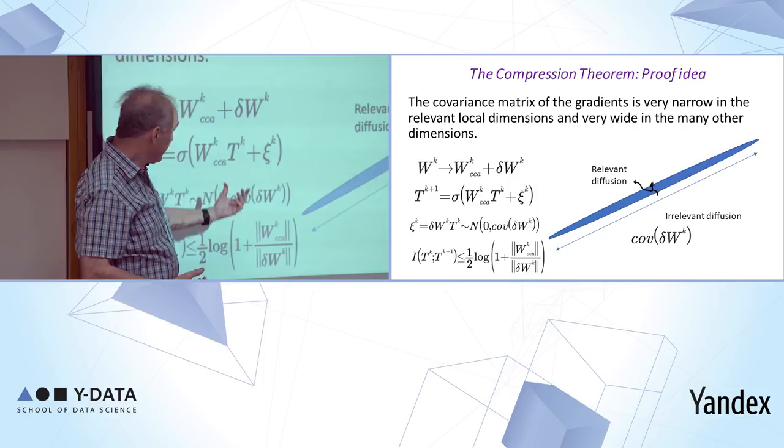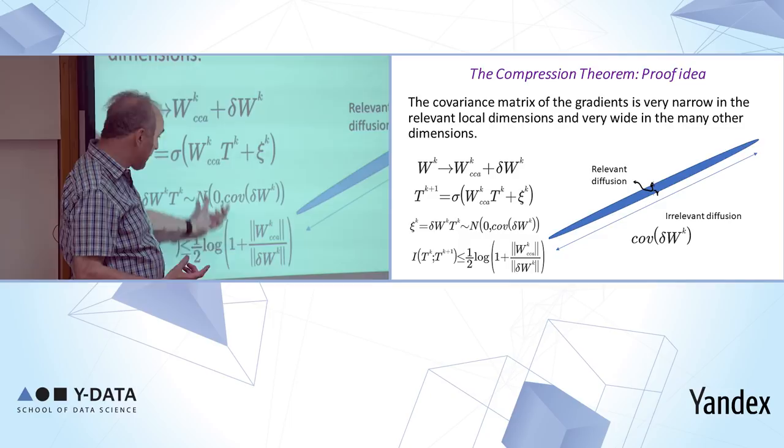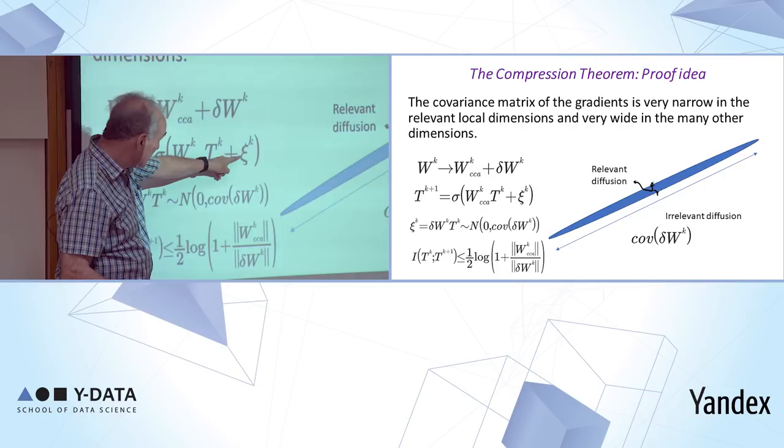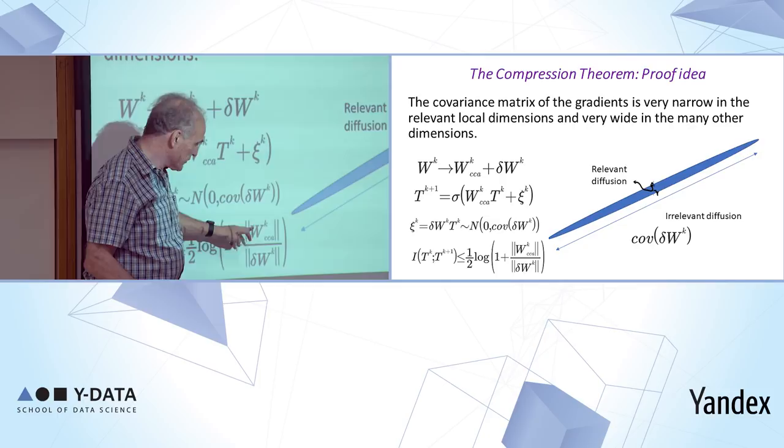And this is a Gaussian independent noise. So this information is bounded by the capacity of the Gaussian channel, which is half log 1 plus SNR. So the signal here is W times T, and this acts like noise because it's completely random. It's delta W times T. And this is the signal-to-noise ratio.